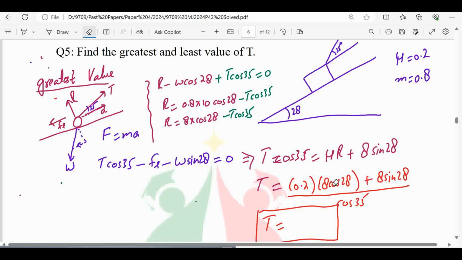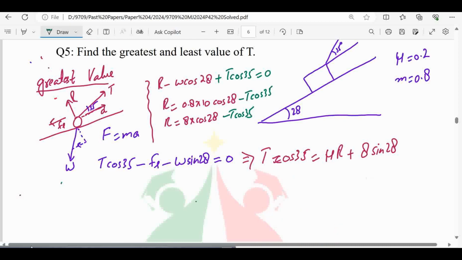So from here let me change it again, this one. Now this will be equals to T cos of 35 is equals to, and the second thing is that here this should be minus mu, this one is correct, mu R plus this thing. Okay, now mu is 0.2 into 8 multiplied by cos of 28 minus T cos of 35 plus 8 sine of 28.